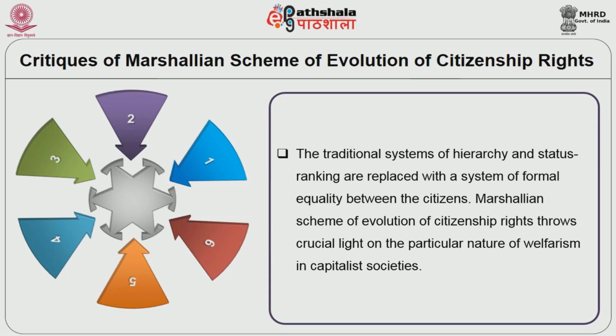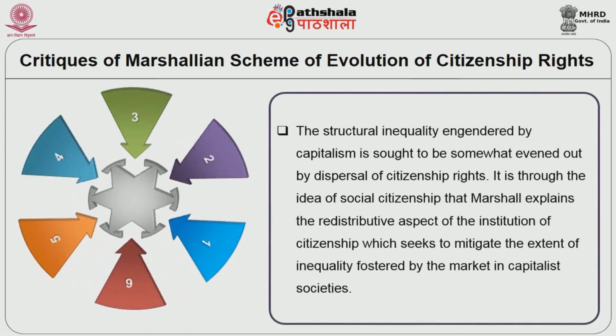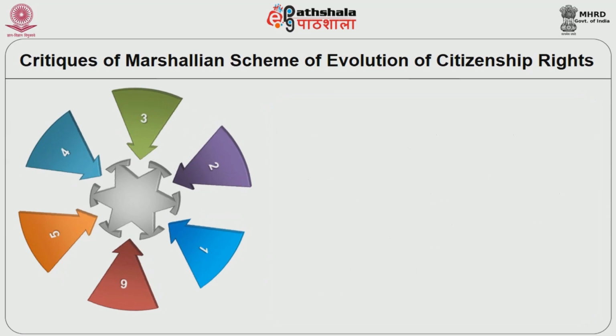Marshall's scheme of evolution of citizenship rights throws crucial light on the particular nature of welfarism in capitalist societies. The structural inequality engendered by capitalism is sought to be somewhat evened out by dispersal of citizenship rights. It is through the idea of social citizenship that Marshall explains the redistributive aspect of the institution of citizenship, which seeks to mitigate the extent of inequality fostered by the market in capitalist societies.